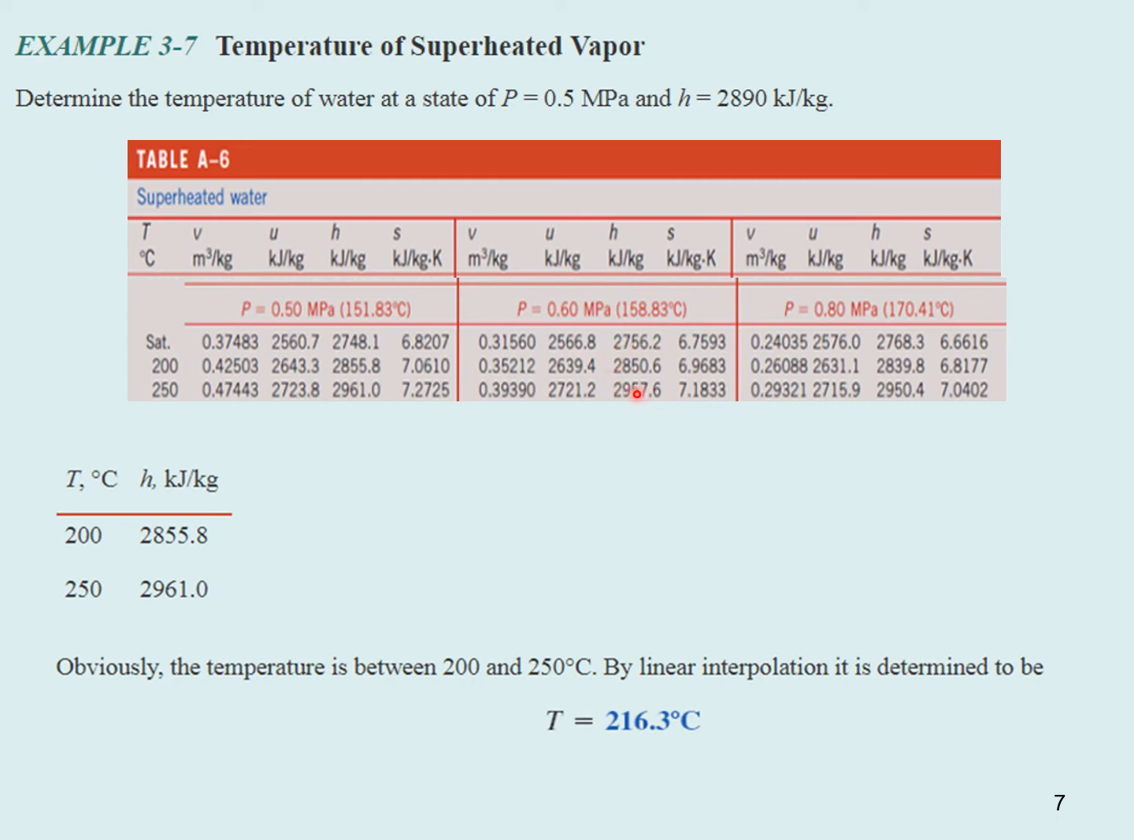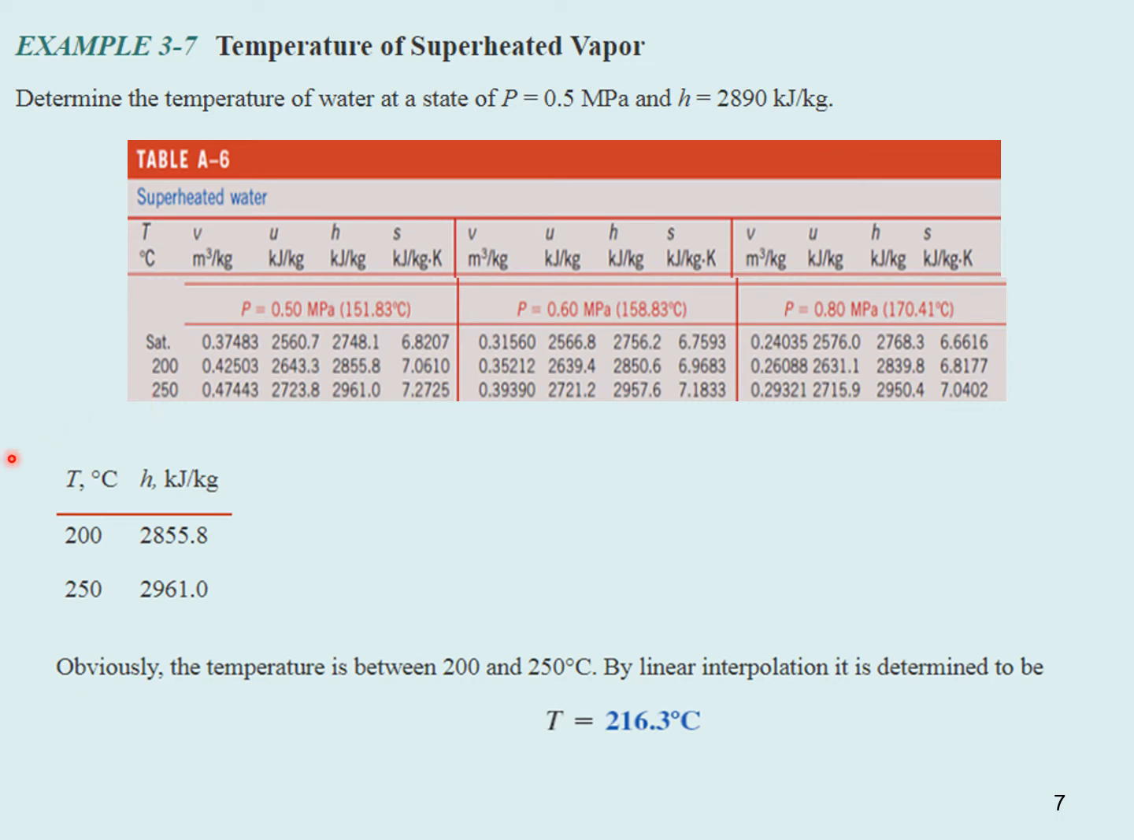2890 is between these two values. So if we come over, we determine that our temperature is somewhere between 200 and 250 degrees C. So how are we going to find the exact value? Well, what we're going to do is we're going to have to interpolate.